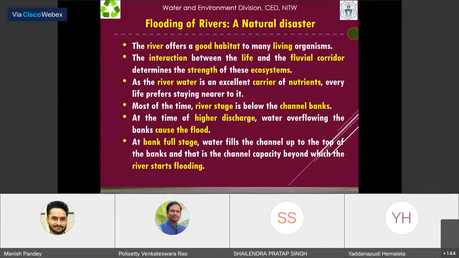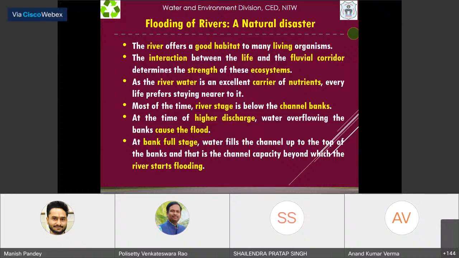And it is also to note that river water is an excellent carrier of nutrients, and every life prefers staying near it. Not only humans, even other living species prefer to stay very close to rivers or within the river zone. So most of the time, the river stage is below the channel banks, maintaining the sanctity of the rivers. At the time of higher discharge, water overflowing the banks is likely to cause the flood.